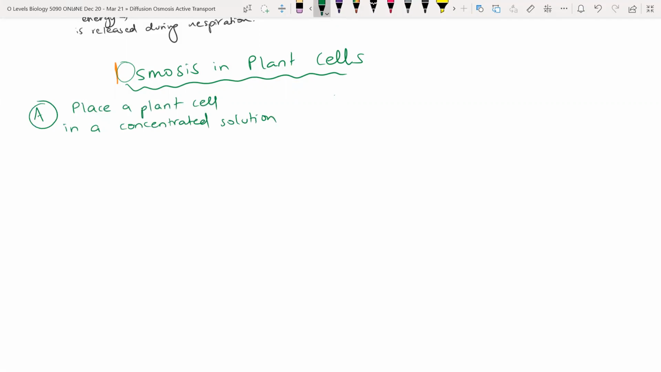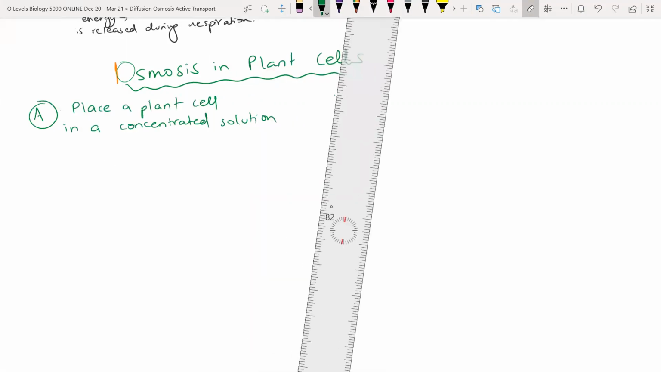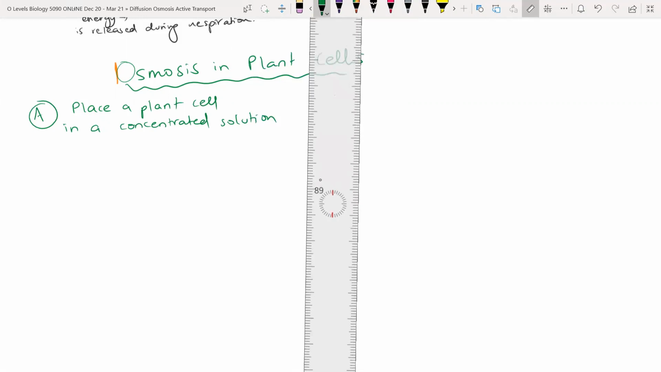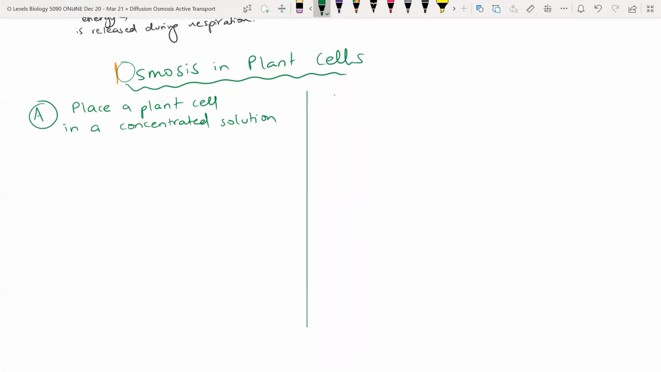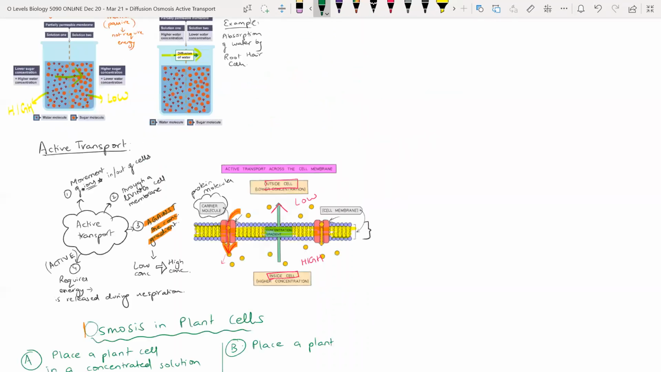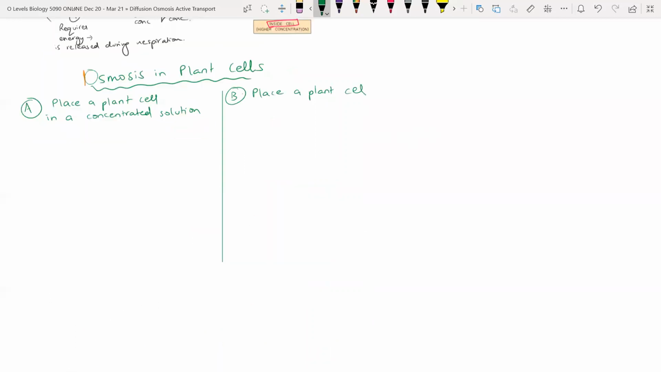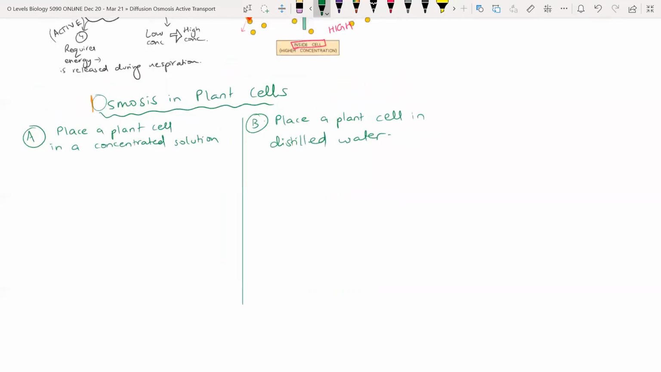Okay, and then we have the second scenario in which you place a plant cell in distilled water. And by the way, when I use the word distilled water, that means pure water. Okay, so let's look at the concentrated solution first.